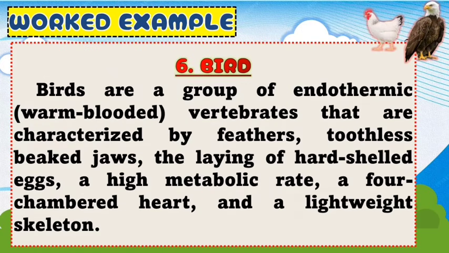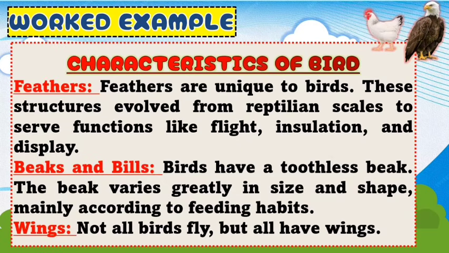Birds are a group of endothermic or warm-blooded vertebrates that are characterized by feathers, toothless beak jaws, laying of hard-shelled eggs, a high metabolic rate, a 4-chambered heart, and a lightweight skeleton. Characteristics of birds. They have feathers. Feathers are unique to birds. These structures evolved from reptilian scales to serve functions like flight, insulation, and display.